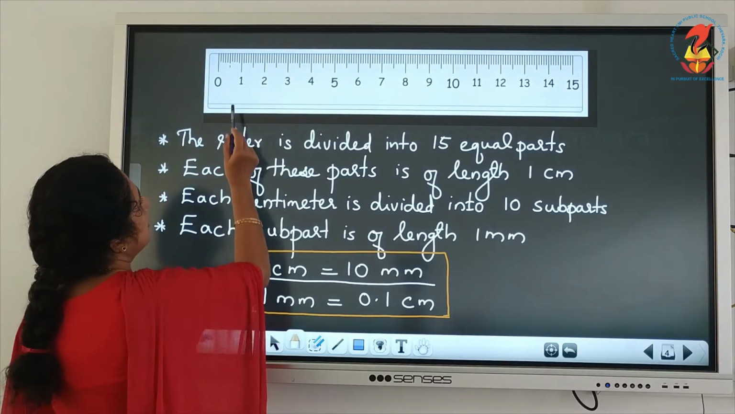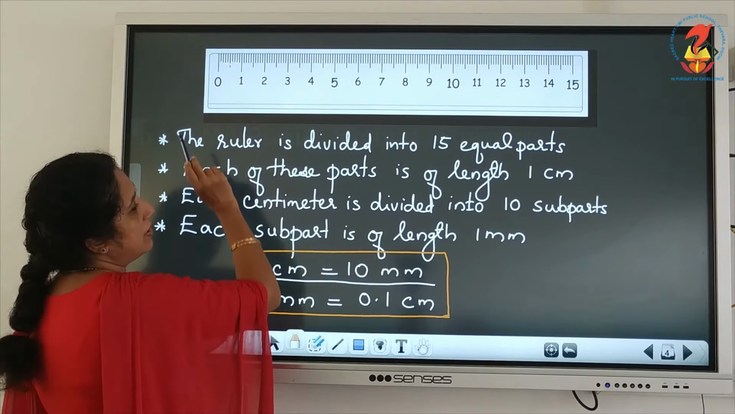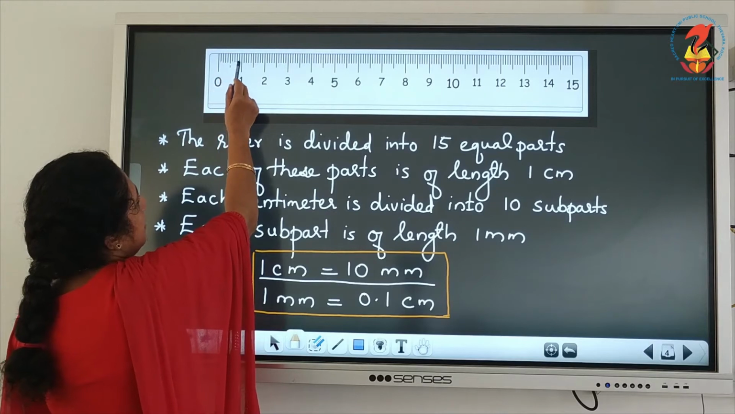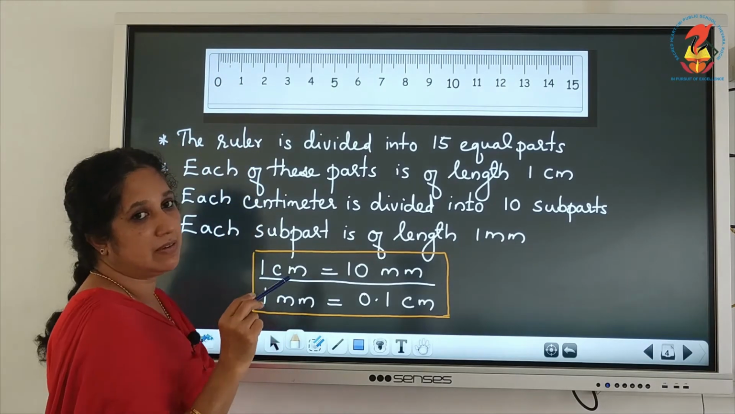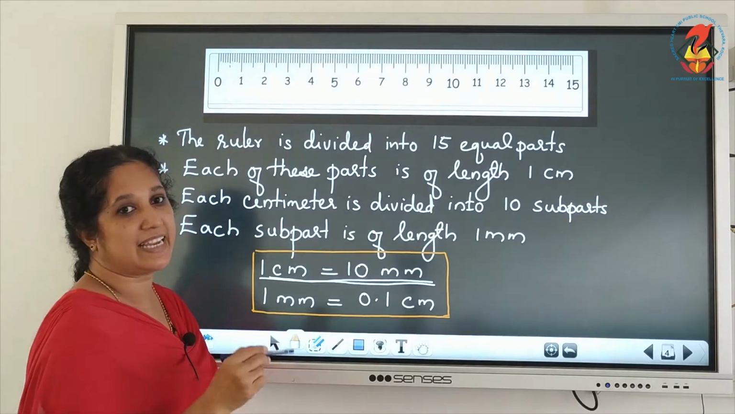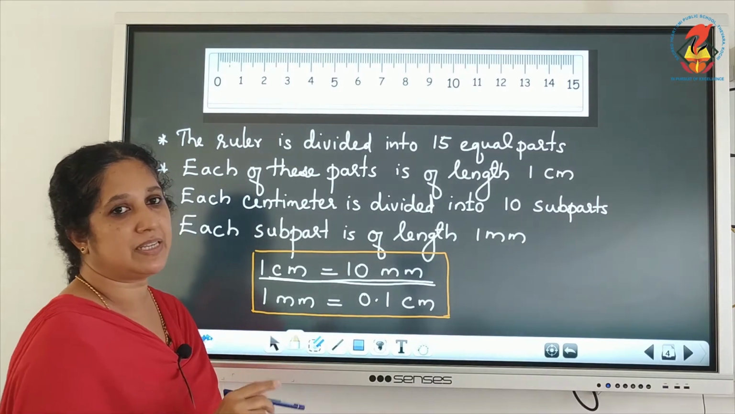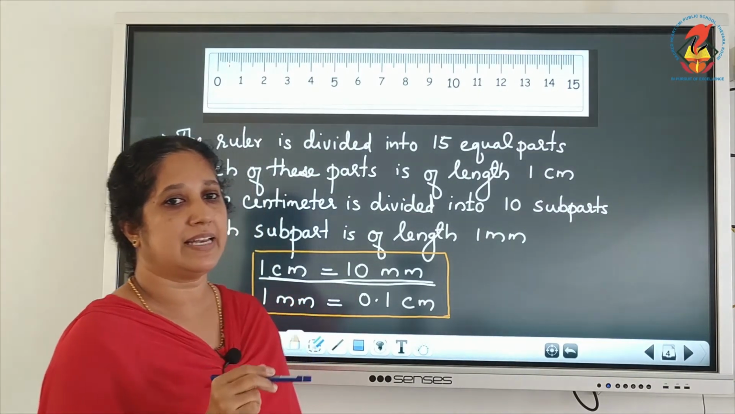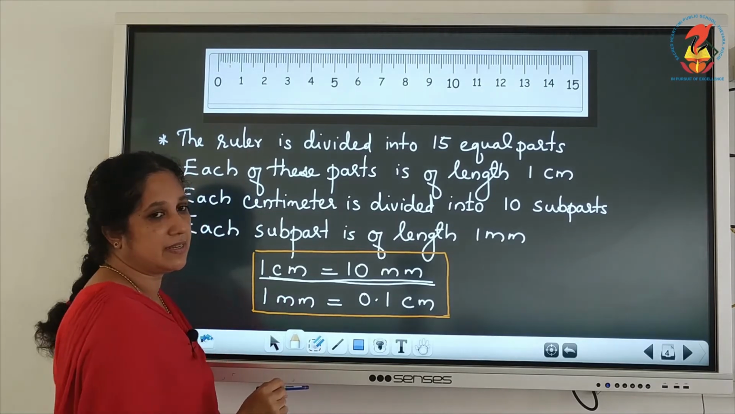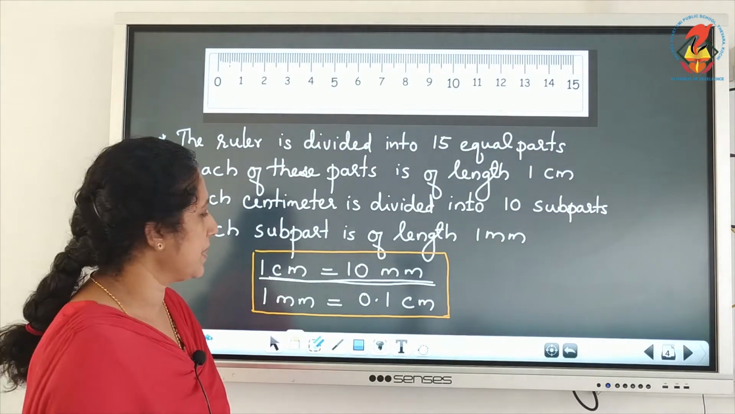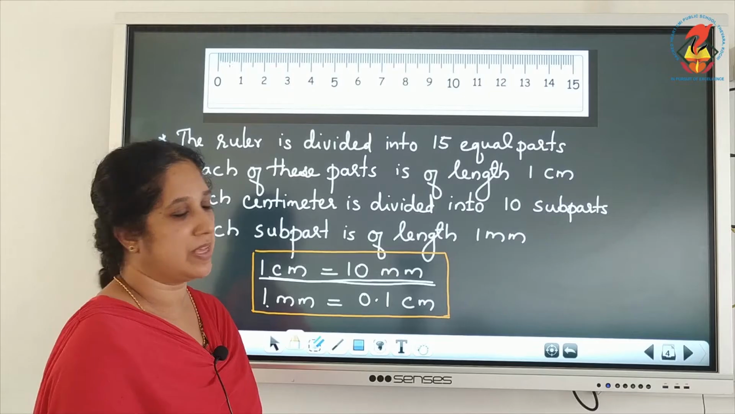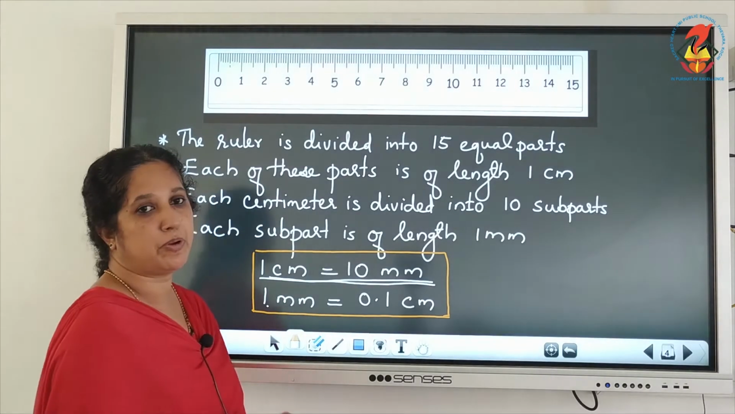Now look here. The distance between 0 and 1 we can call 1 centimeter. Here you can see 10 subparts, and the length of each subpart is 1 millimeter. So we can say that 1 centimeter is equal to 10 millimeters, because this 1 centimeter is divided into 10 subparts. Again, 1 millimeter is equal to 0.1 centimeter.